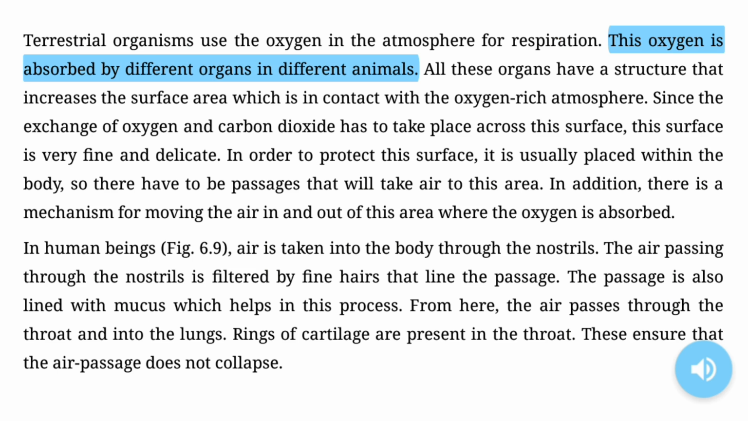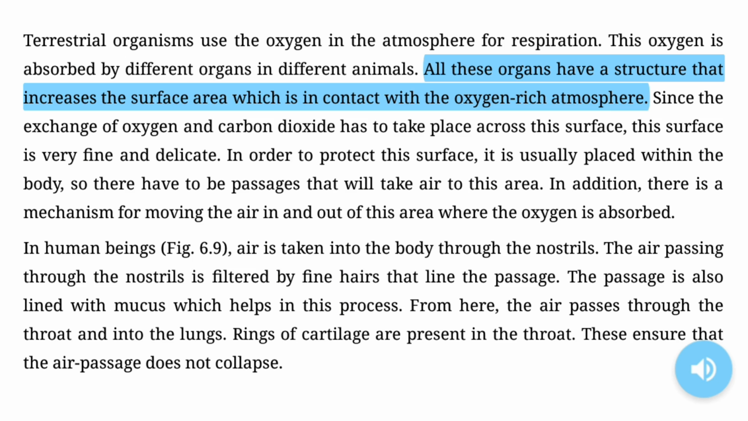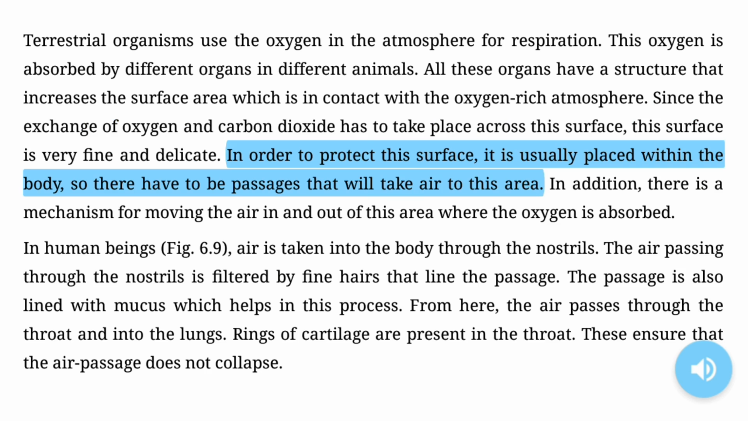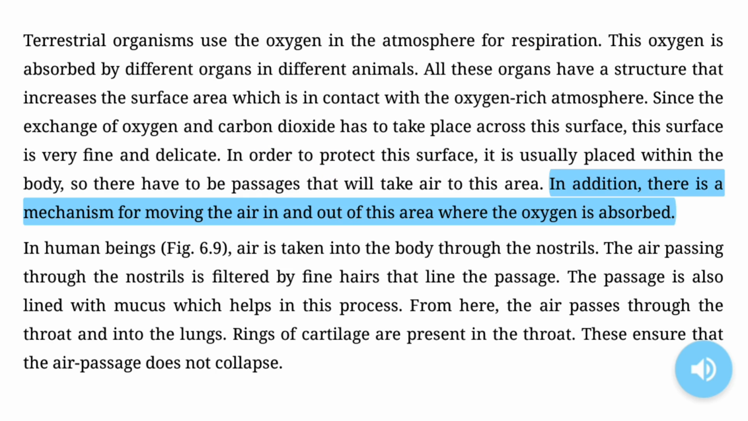This oxygen is absorbed by different organs in different animals. All these organs have a structure that increases the surface area which is in contact with the oxygen-rich atmosphere. Since the exchange of oxygen and carbon dioxide has to take place across this surface, it is very fine and delicate. In order to protect this surface, it is usually placed within the body, so there have to be passages that will take air to this area. In addition, there is a mechanism for moving the air in and out of this area where the oxygen is absorbed.